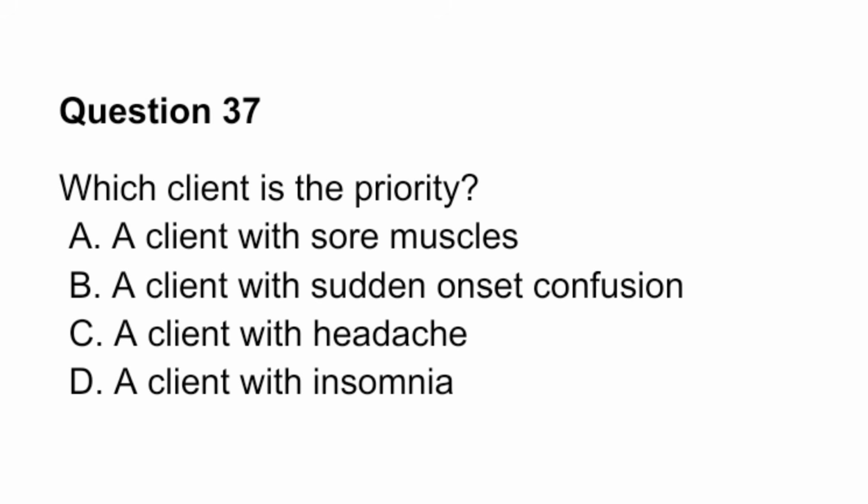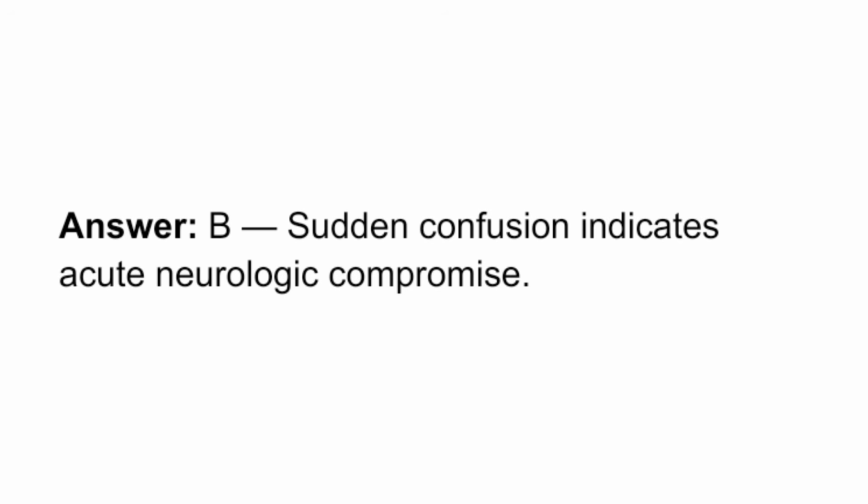Question 37. Which client is the priority? A, a client with mild muscle pain, B, a client with sudden onset confusion, C, a client with headache, D, a client with insomnia. Answer B. Sudden confusion indicates acute neurologic compromise.